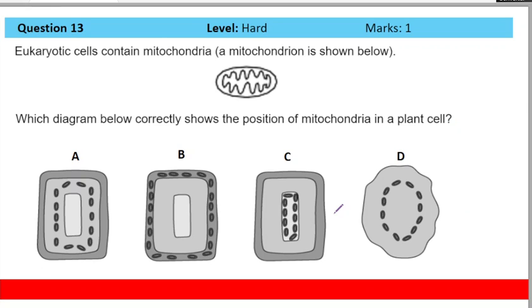Question number 13. Eukaryotic cells contain mitochondria. Here you can see this image of mitochondria. Which diagram below correctly shows the position of mitochondria in a plant cell? Plant cell has a cell wall. This is the cell wall, right? And this is the cell membrane. Fine. And this is the cytoplasm, and mitochondria are found in the cytoplasm. So A is the correct option. Mitochondria, this is the vacuole.